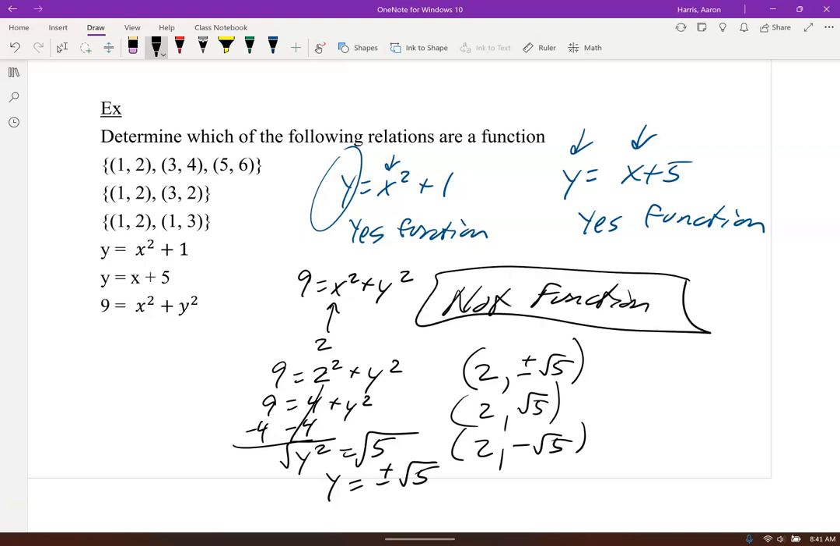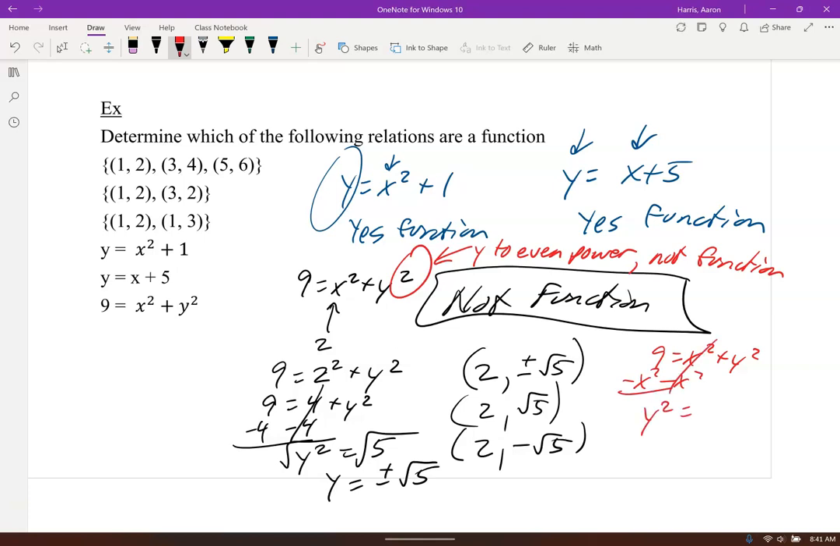And the way that you can tell without doing all the algebra is if you have y to an even power, it will not be a function. Because when you solve it for y, anytime you solve it for y, so I got 9 minus x squared, and I square root both sides, now I'm going to have plus or minus. So for whatever x value I plug in, I got 2 y values. So again, anytime you get y to an even power, it's not going to be a function.